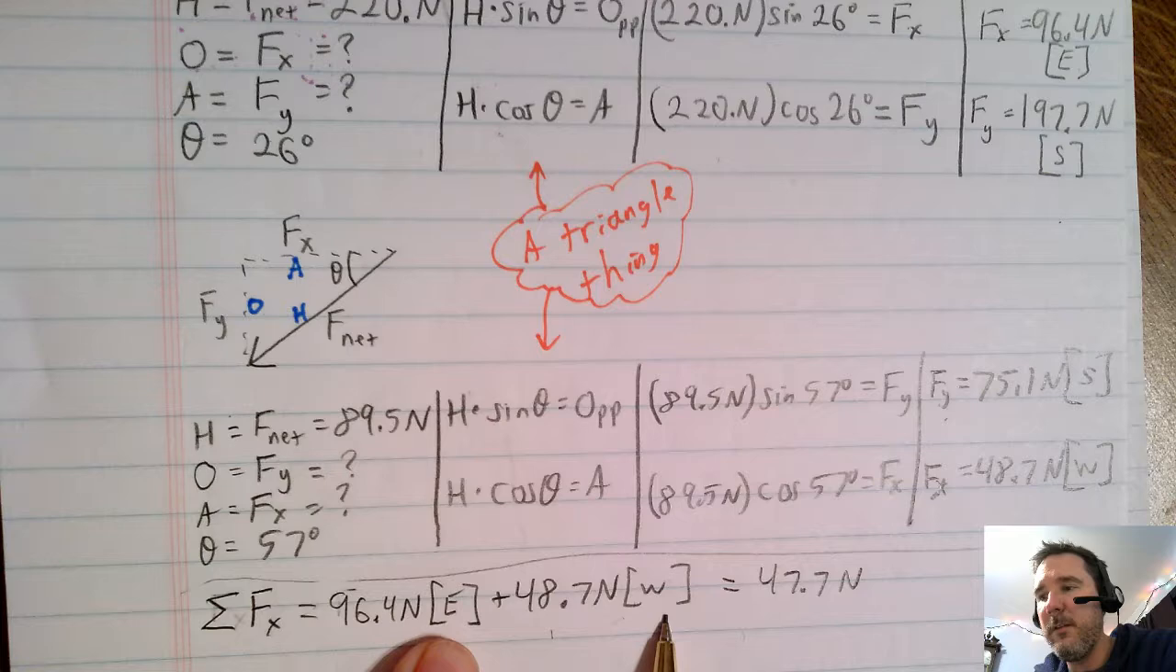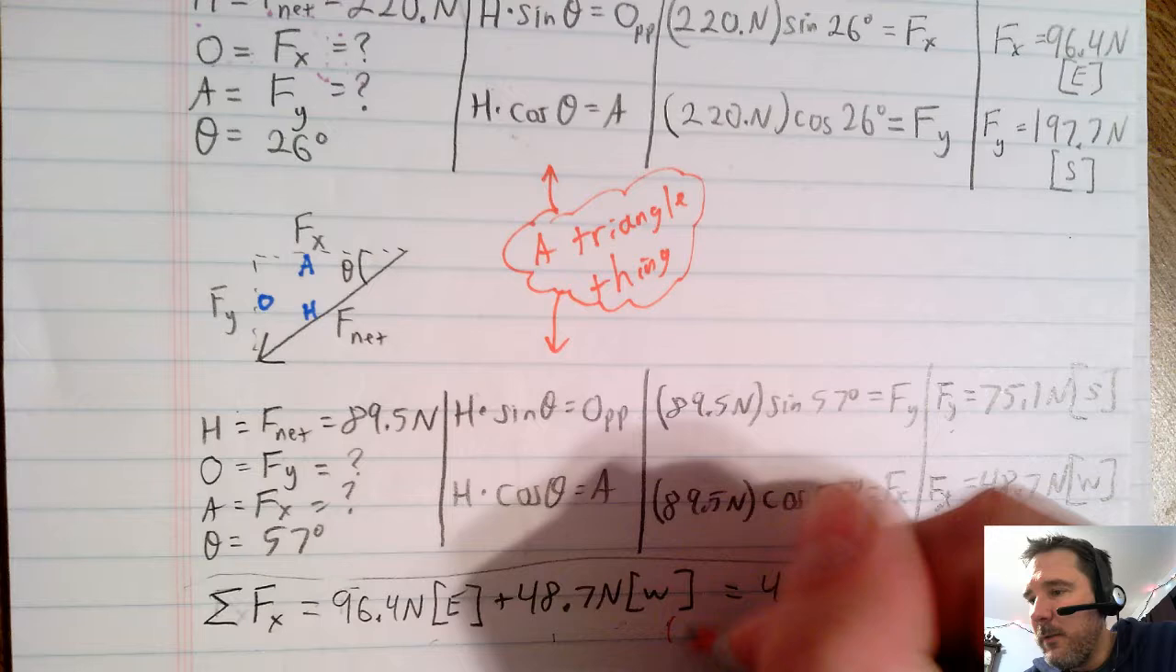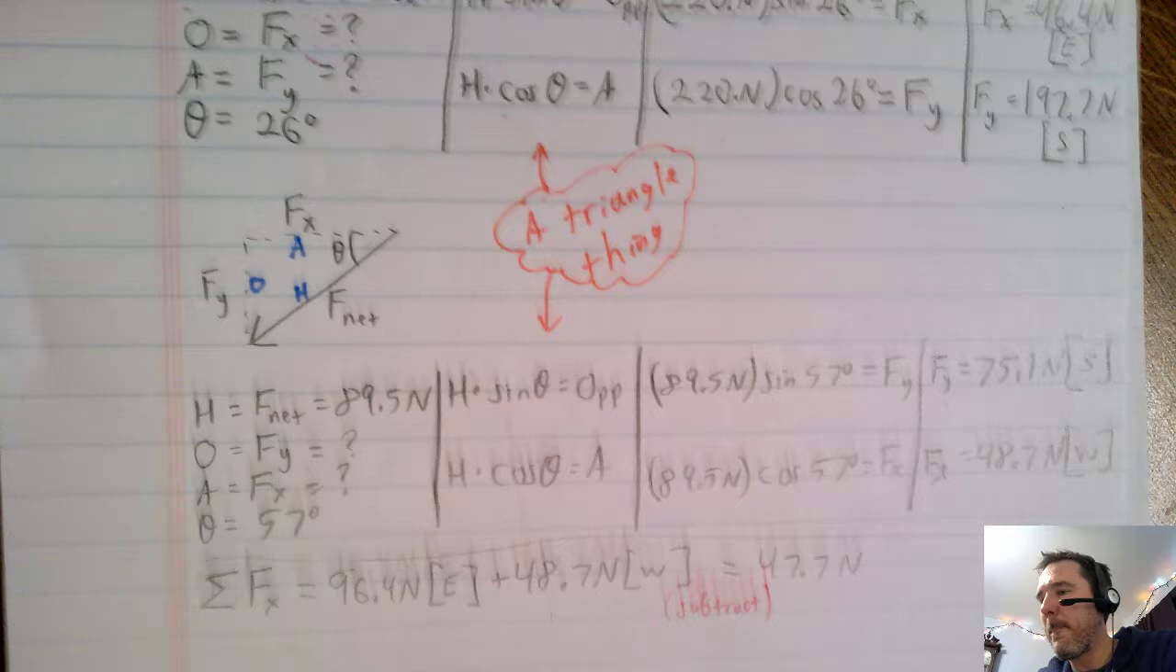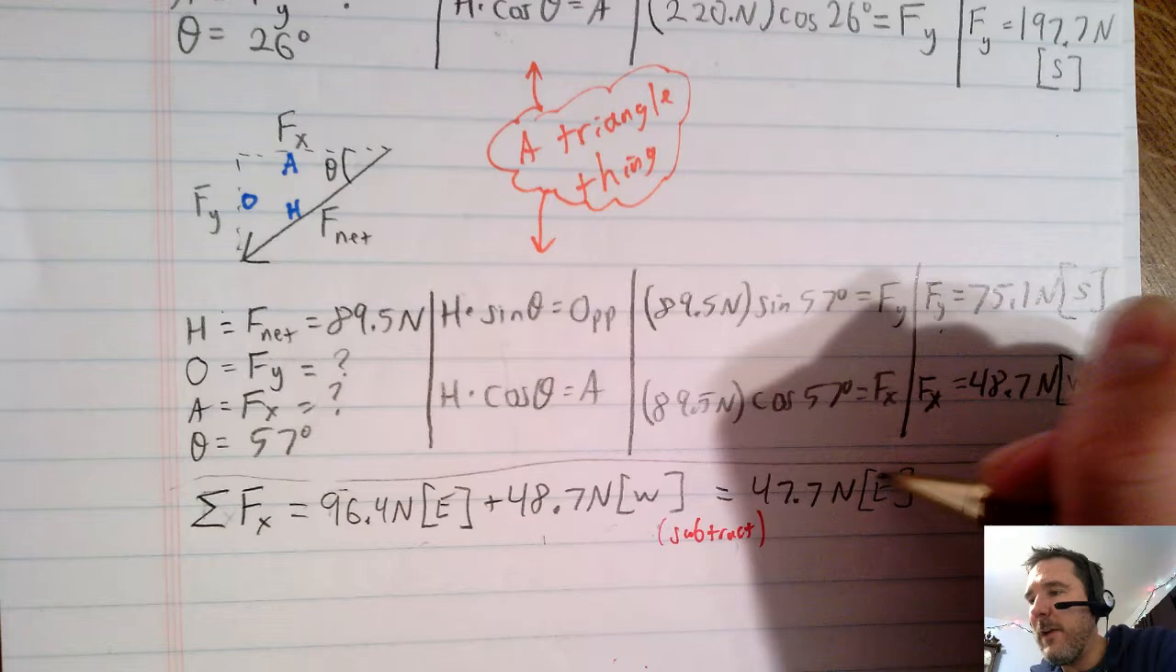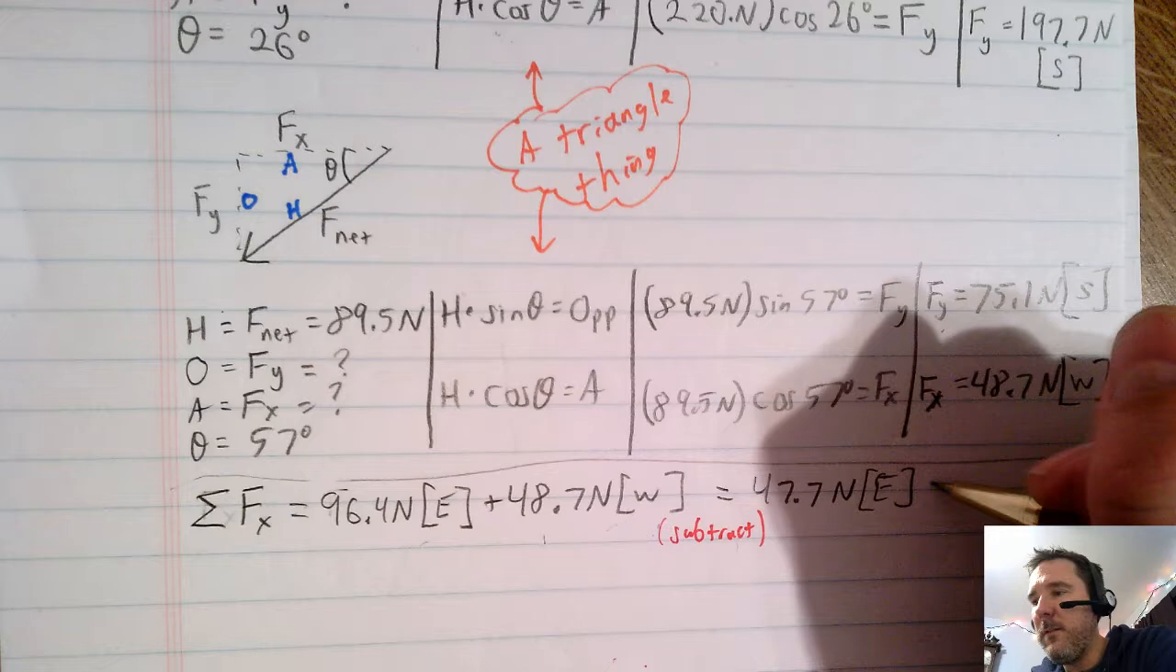All right. So just to be clear, I subtract the numbers. And because east was bigger, that one is left over. All right, so that is my Fx.